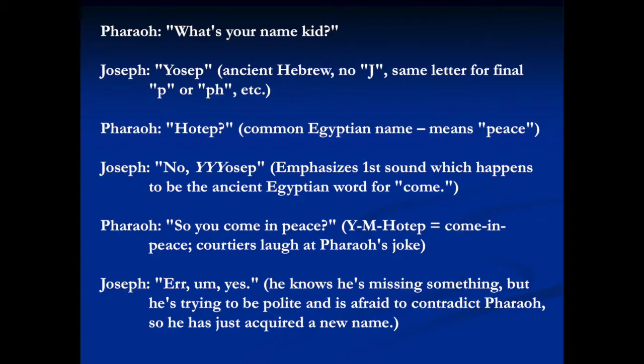Oh, no. All the courtiers laugh at Pharaoh's joke, Imhotep, come in peace. We stuck in an L there between the reed and the ceremonial loaf on the mat, if you're thinking in hieroglyphs instead of English. Joseph, starting to worry. Everybody's laughing. Yes, he knows he's missing something, but he's trying to be polite and afraid to contradict the Pharaoh again. And does that mean his name's now Imhotep? Fantasy, I made it up. Next slide.